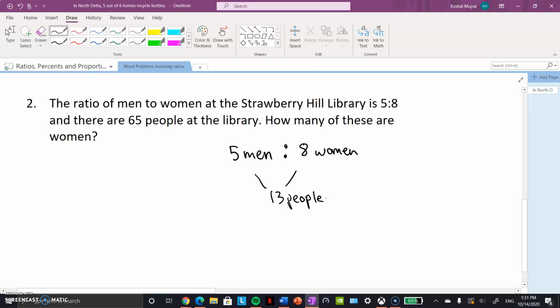Now let's look at this over here. There's 65 people that we're looking at at Strawberry Hill Library. And there's how many men and how many women. Okay? So what we would do here is look at how we can turn 13 into 65, because that's all we know for now. That's the easiest thing that we can do at this point. So take 65, you divide it by 13, and it's 5.